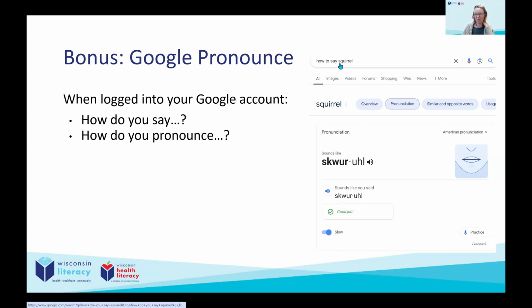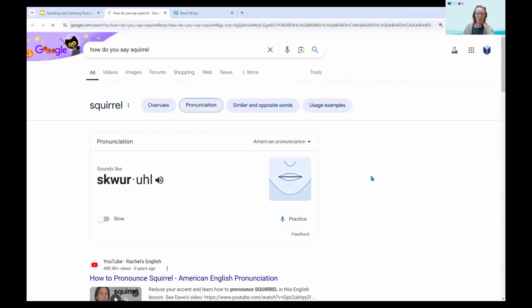So I typed in how to say squirrel, which is one of the hardest words in the English language, I think, to pronounce. And when you do this, Google Pronounce will show you something that looks like this. So I can click on the speaker icon and I can hear that word pronounced for me. I can also click on the mouth and hear that word pronounced for me. Let's just go to the actual Google Pronounce so that you can see how this works.